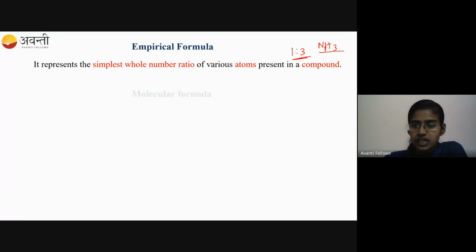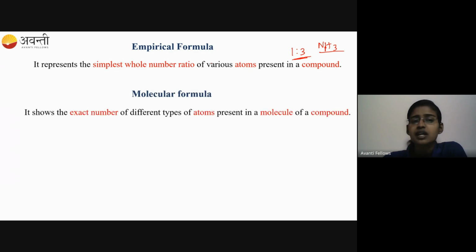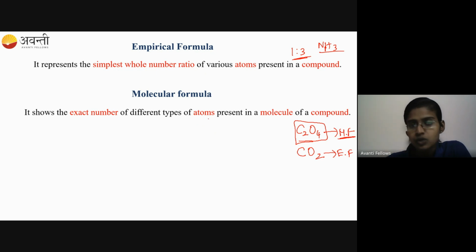Now coming to the molecular formula, it shows the exact number of different types of atoms. Suppose in my compound I have the formula C2O4. If I simplify this, I will get CO2. So this is your empirical formula and this is the molecular formula. The molecular formula gives us the exact number of different types of atoms present in a molecule, but the empirical formula gives us the simplest whole number ratio of atoms in a compound.